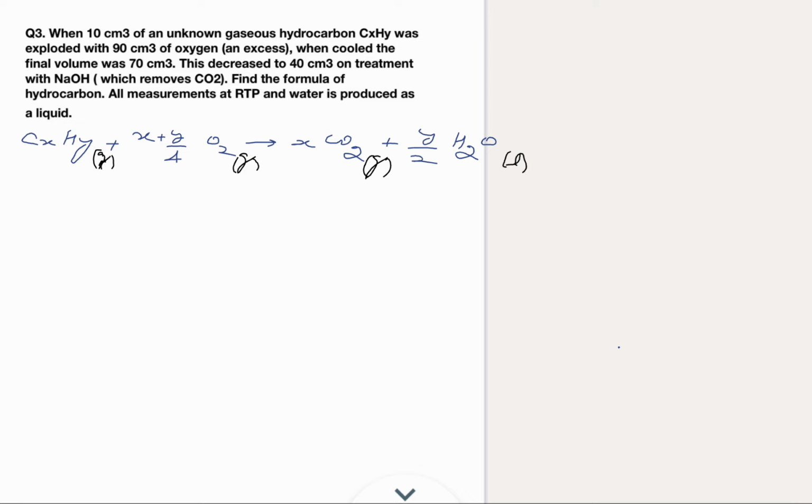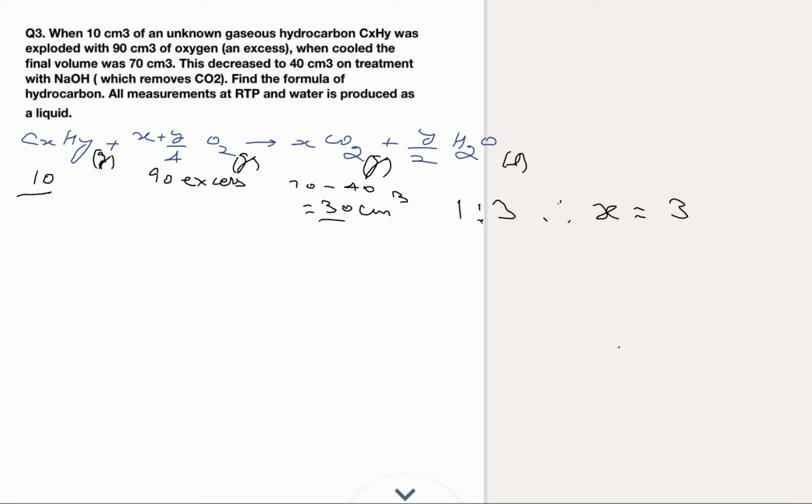Now let's see what we have. Here we had 10 cm³ of the hydrocarbon, and this was reacted with 90 cm³ of excess oxygen. The final volume was 70 cm³, which after the CO2 was removed remained 40. So that means the amount of carbon dioxide was 70 minus 40, which is equal to 30 cm³. From here you can see that the ratio of the hydrocarbon to carbon dioxide was 1 to 3. So therefore the x here was 3.